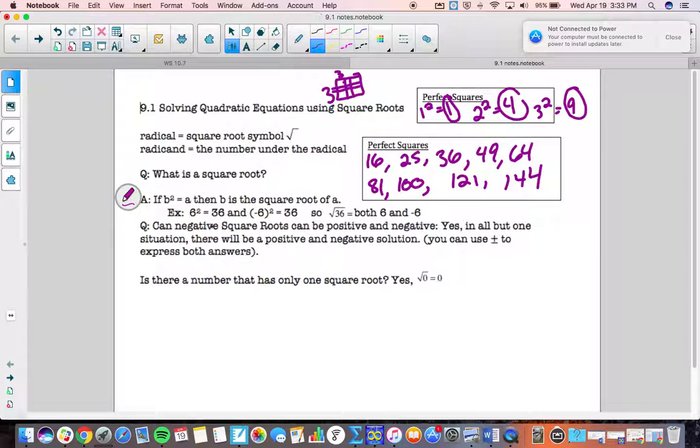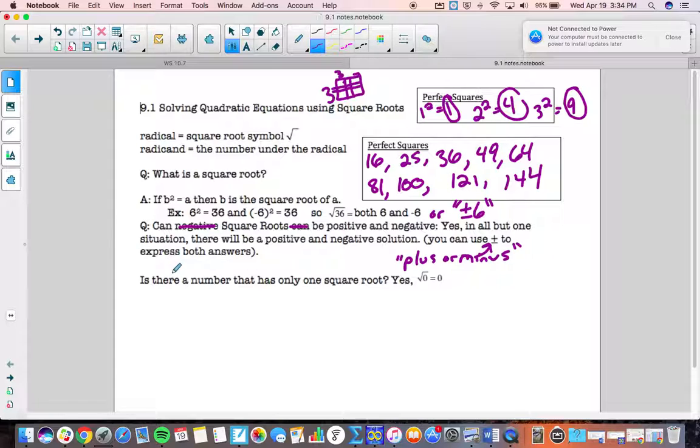Can square roots be positive and negative? Yes. In all but one situation, there will be a positive and negative solution. You can use a plus or minus sign. That's what that's called right there. You read it as plus or minus, to express both answers. So when we ask what the square root of 36 is, we get 6 and negative 6. We could say plus or minus 6. This is our quick, easy answer right here.